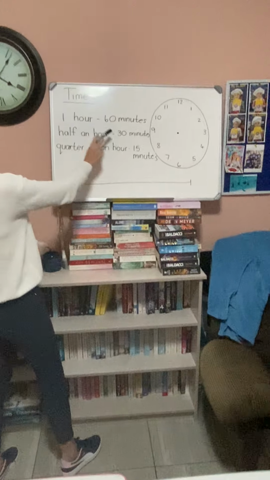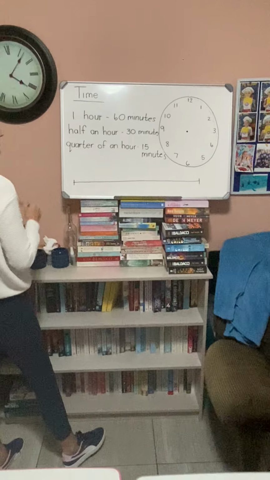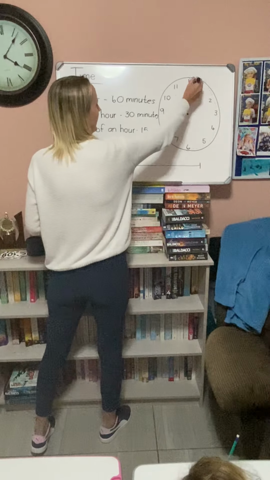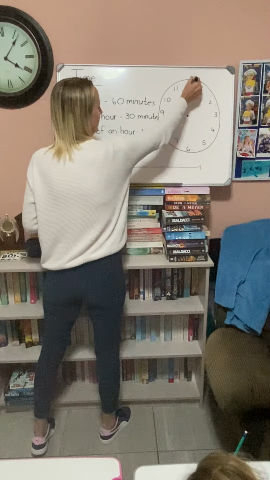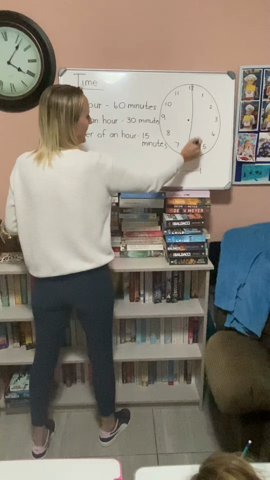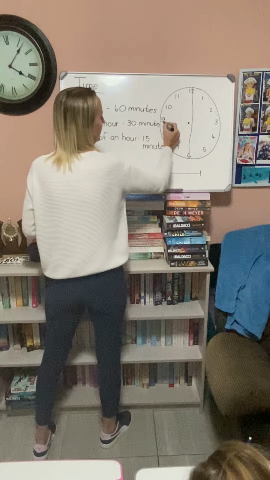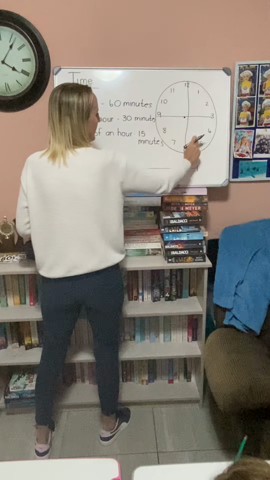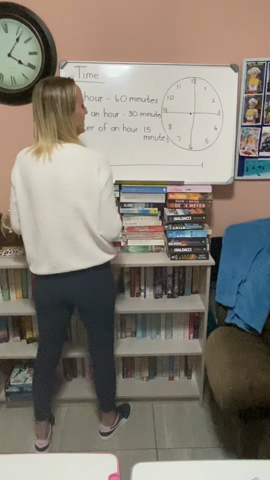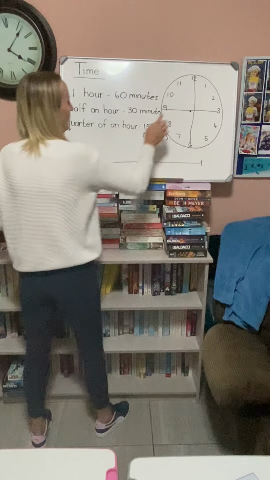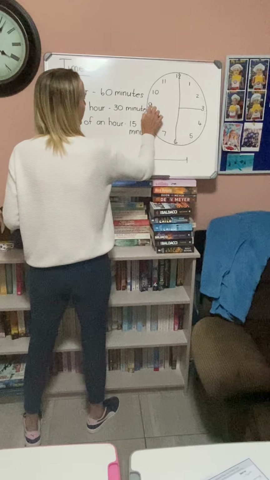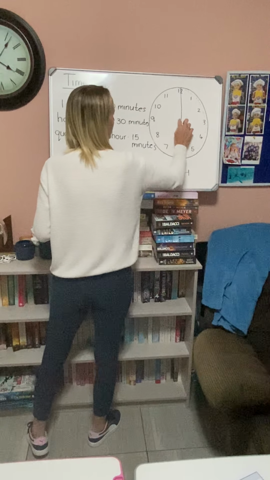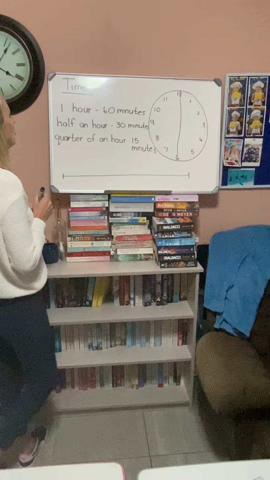Then half an hour is 30 minutes that has passed, and a quarter of an hour is 15 minutes. So if I was dividing my clock, that is 1 whole, then I divide it down the middle, and that is half. And if I divided it again, I would have my quarters. So that's a quarter, 2 quarters, another one, and another one. But today, we are just going to focus on o'clock and half past. Next week, we will go on to quarter past and quarter to.